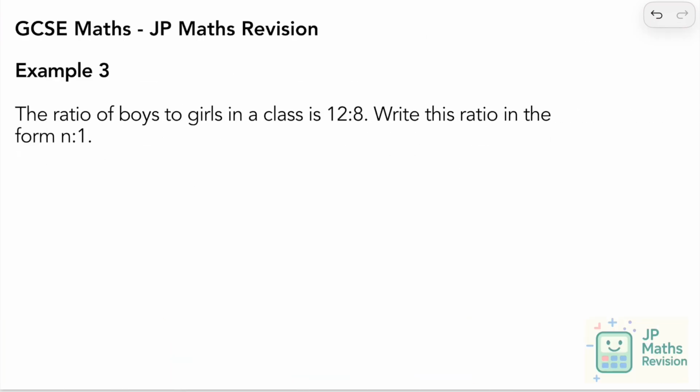Here's another example. It says the ratio of boys to girls in a class is 12 to 8. We need to write this ratio in the form n to 1. So we have 12 to 8 and we need to force this part to be a 1. So in order to get that, we need to divide that by 8. So 12 divided by 8 is going to give us 1.5. So the answer to this question is 1.5 to 1.